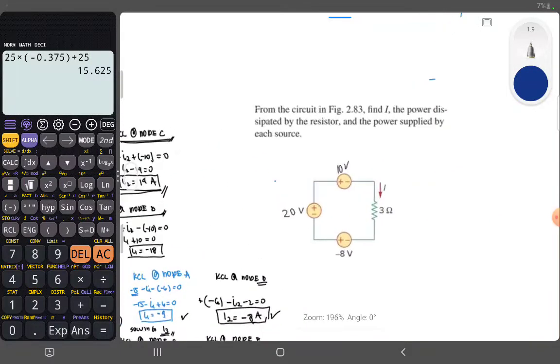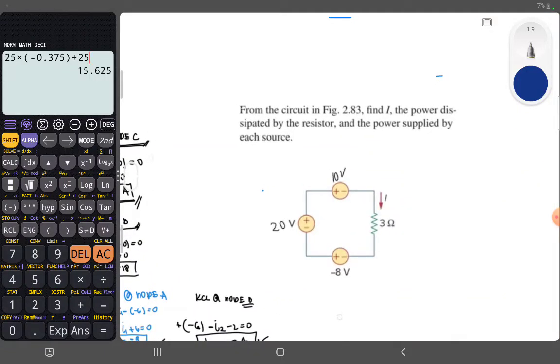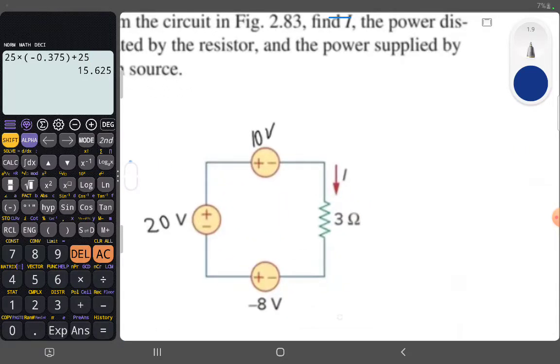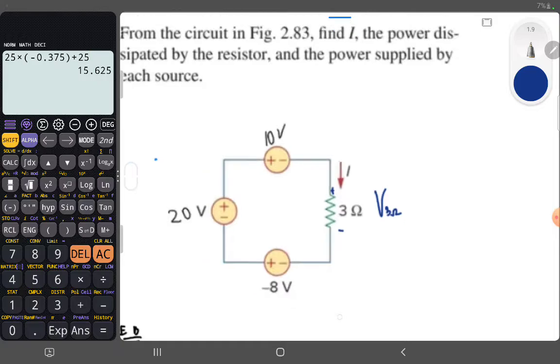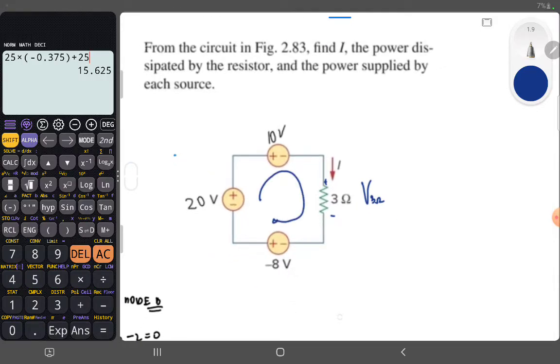From the circuit in figure 2.83, find I, the power dissipated by the resistor, and the power supplied by its source. Okay. Ngayon, anong gagawin natin dito? So we have three sources. We have 10, 20, and negative 8, and we have 3 ohm. So probably this is the positive side and negative side kasi walang given, or I will call this my V3. So from here, ang gagawin ko lang is maglo-loop.